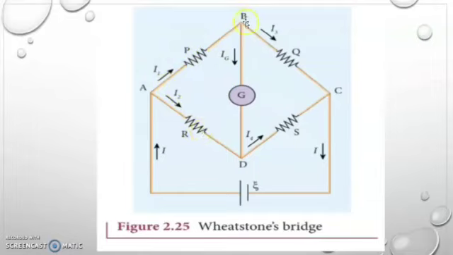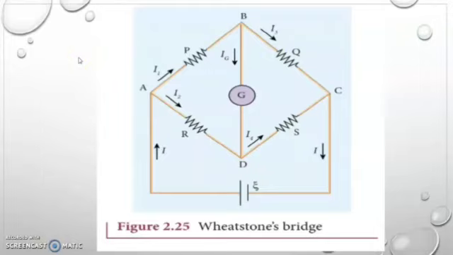And at the junction B, there are two currents, namely Ig and I3. Ig is the galvanometer current because a galvanometer is placed between the junctions B and D, and I3 is the current which flows through the resistance Q, and another current I4 flows through the resistance S.